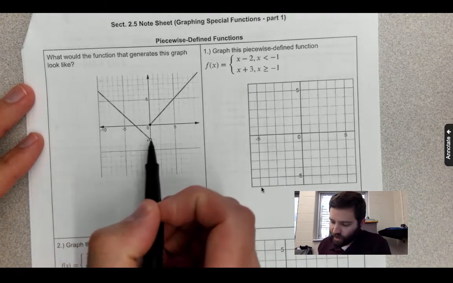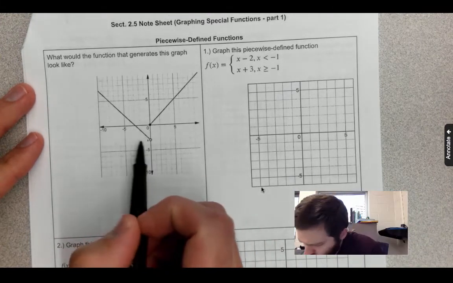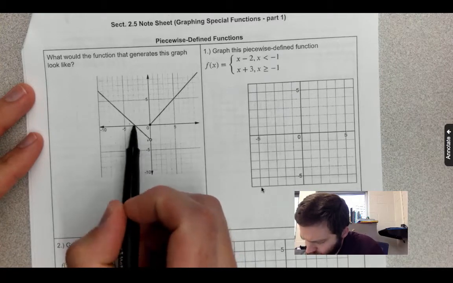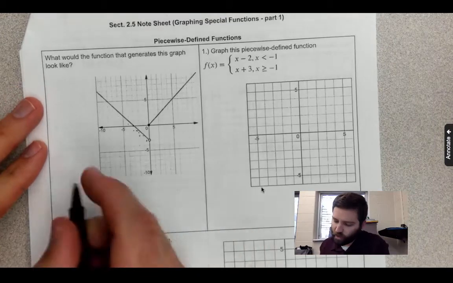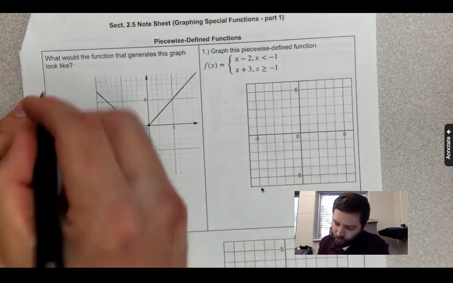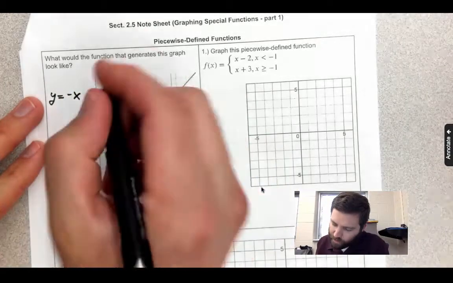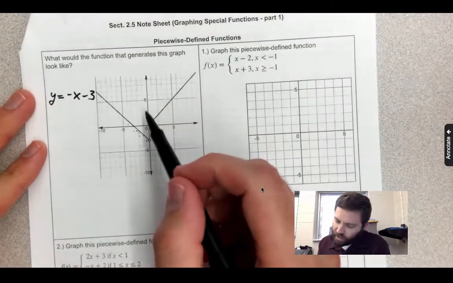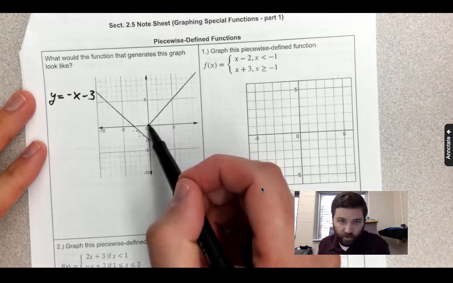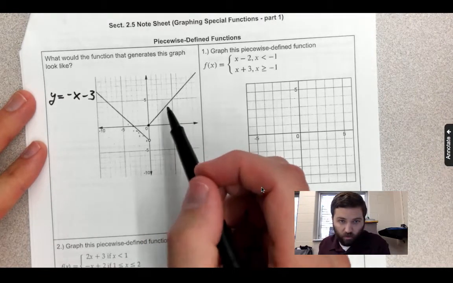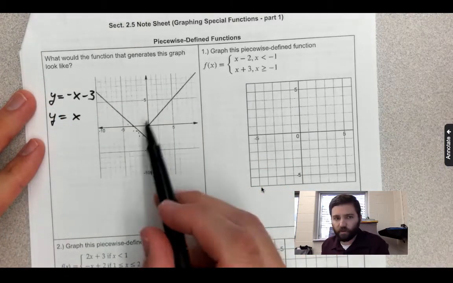Well, this line has a y-intercept of -3, and it has a slope of -1, okay? So it's difficult to see, but it goes down 1 over 1, so it's got a slope of -1. So that first line is y equals -1x, so -x minus 3. The second line here is y equals x, I think. It's got an intercept of 0 and a slope of 1. So it's y equals x. So it's part of each one of these lines.